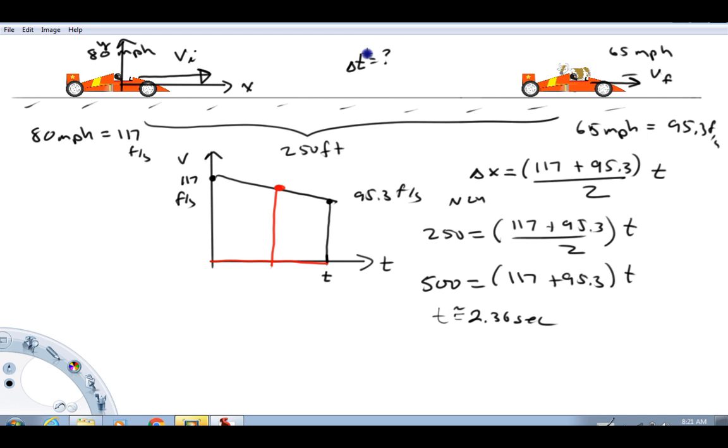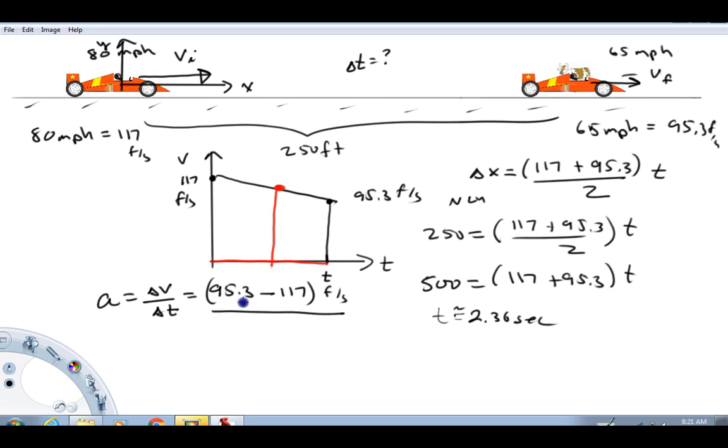So we now know the delta t. I'm going to go ahead and find the acceleration of the car while I'm at it. Remember, acceleration is delta v over delta t. On the graph, it's rise over run. So if I look at this graph, I'll do this in green. Rise over run. That's your delta v. That distance is your delta t. So that's going to equal 95.3 minus 117. I'll put the units out here. Those are in feet per second.